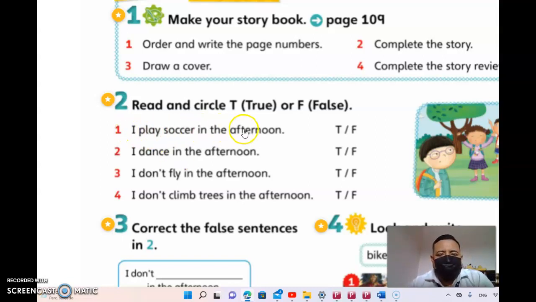Y vamos a escribir estas oraciones. 1, 2, 3, and 4. Y lo único que tenemos que hacer es true or false. Ponerle esa letrita a nuestra oración. Si es true, es verdadero. Si es false, falso. Number 1 dice, I play soccer in the afternoon. Number 2, I dance in the afternoon. 3, I don't fly in the afternoon. I don't climb trees in the afternoon. ¿Ok? Tenemos todas esas y vamos a decidir qué son. True or false. Verdadero o falso.